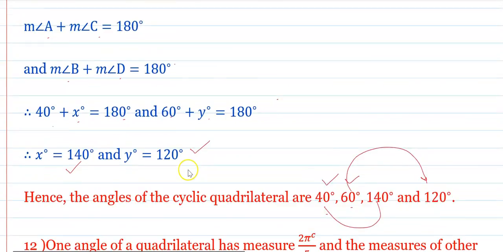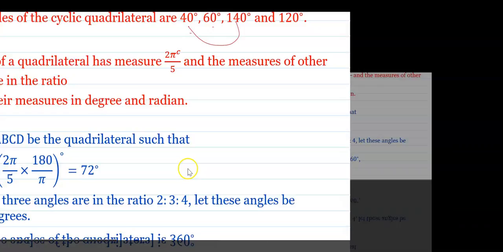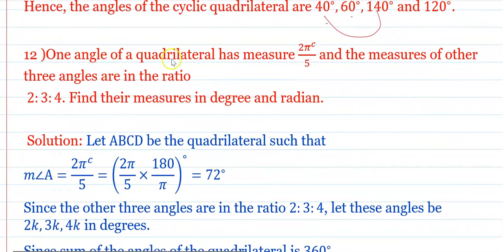Okay, now the next. One angle of a quadrilateral has measure 2 pi by 5 radian and the measures of the other three angles are in the ratio 2:3:4. Find their measures in degree and radian.